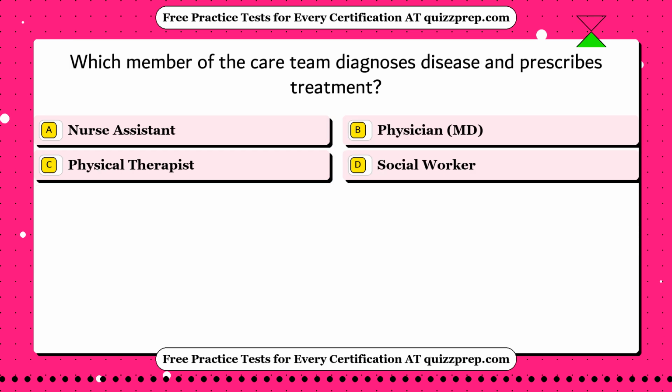Question 76. Which member of the care team diagnoses disease and prescribes treatment? Option A, nurse assistant. Option B, physician, MD. Option C, physical therapist. Option D, social worker.